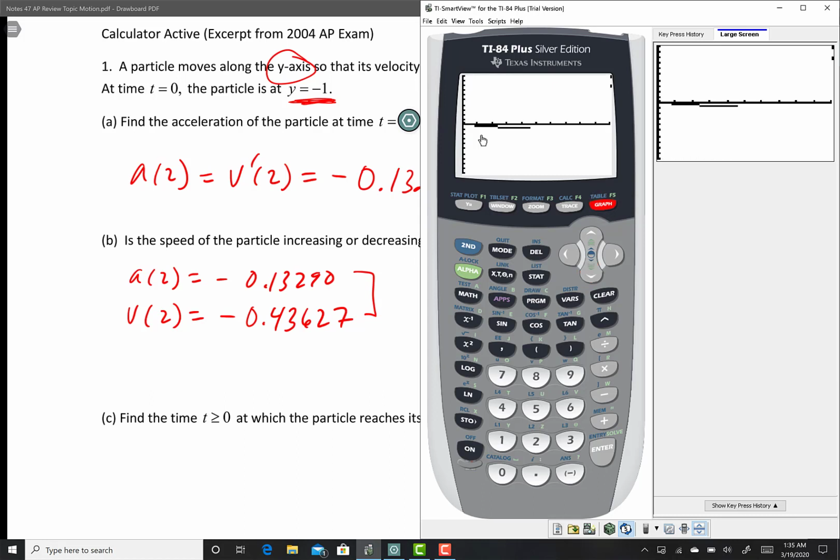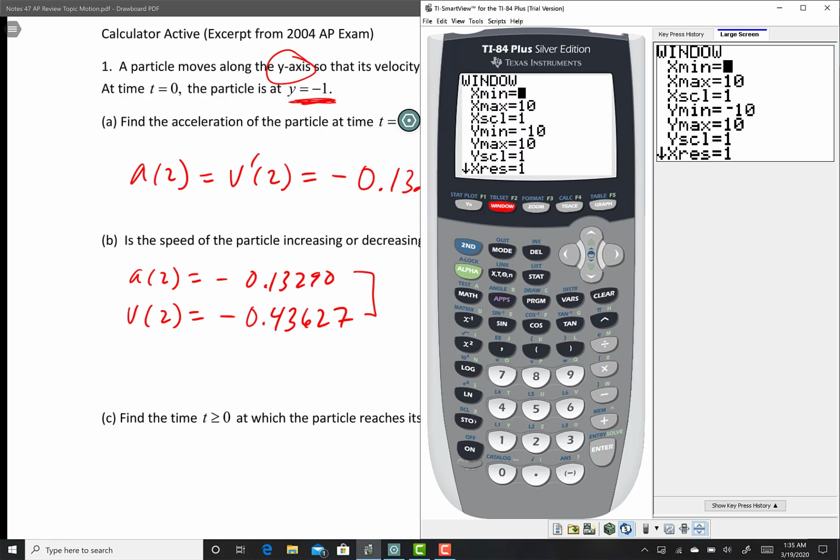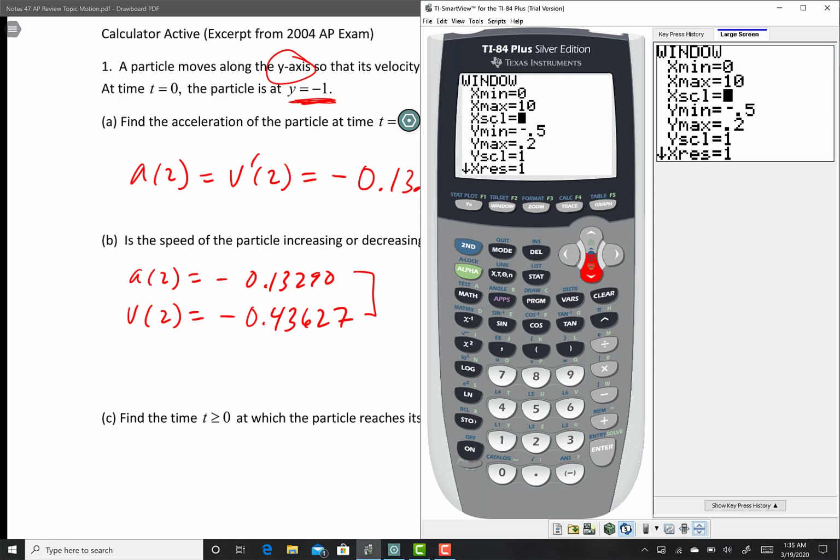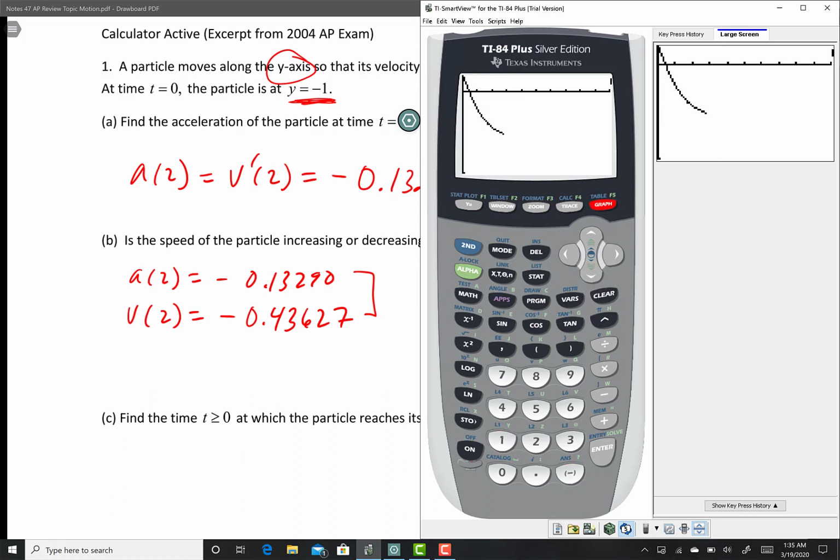And I can already see something's going on. So I'm going to zoom in, because obviously you can't really tell what's happening between 0 and 2. So I'm going to really zoom in there, guys. Let's see, y min, negative 0.5, and then y max, I'm going to go 0.2. And I'll push graph. And now I can really see what's happening. All right, I want to see a little more of that behavior, so I'm going to go y min to negative 1. There we go. That's better.